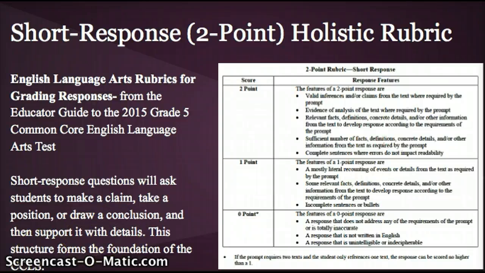We decided to evaluate students' short responses using a 2-point holistic rubric from the Educator Guide to the 2015 Grade 5 Common Core English Language Arts Test. This rubric focuses on both the inference and evidence a student provides. This structure allows students to have a wide latitude in responding to each prompt so long as their response is supported by the text. Additionally, the expectation for all short responses will be complete, coherent sentences. By weaving these elements together, the questions, responses, and scores remain firmly focused on student reading ability.